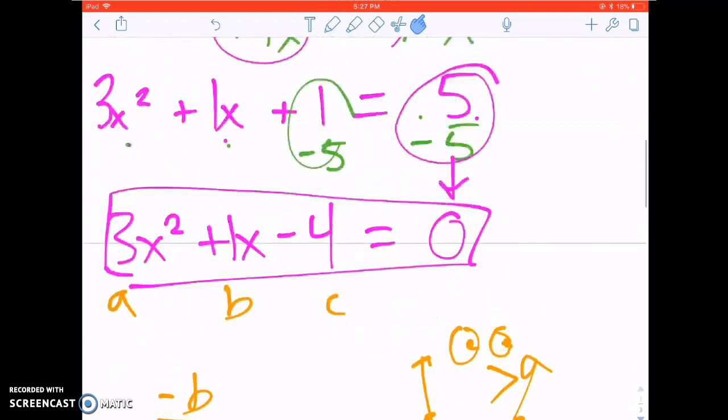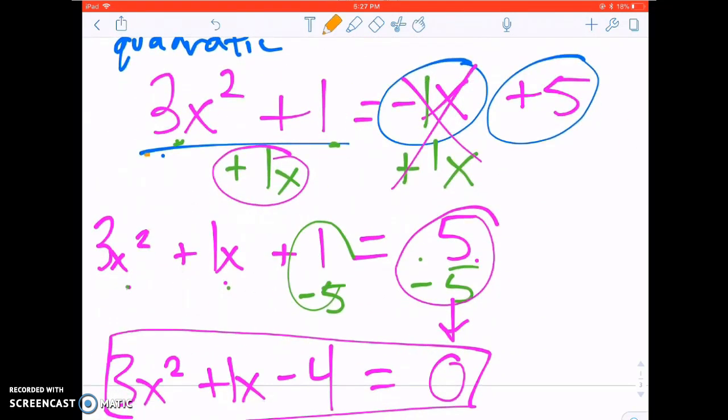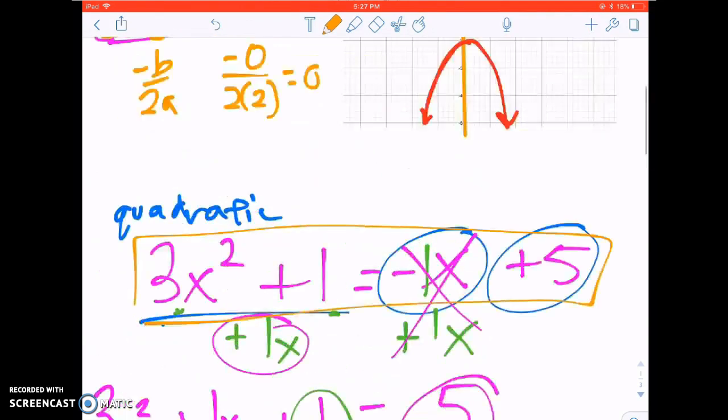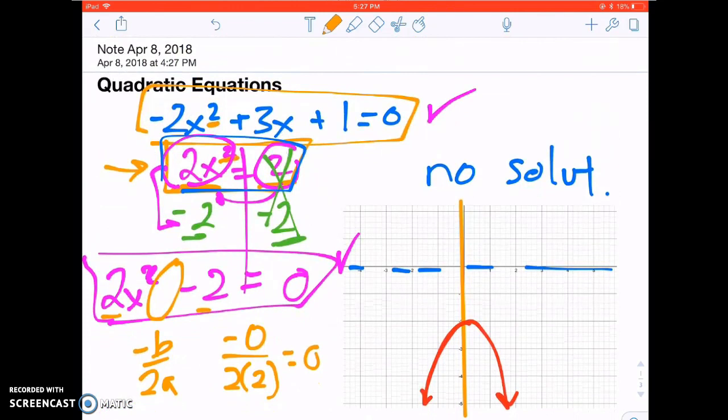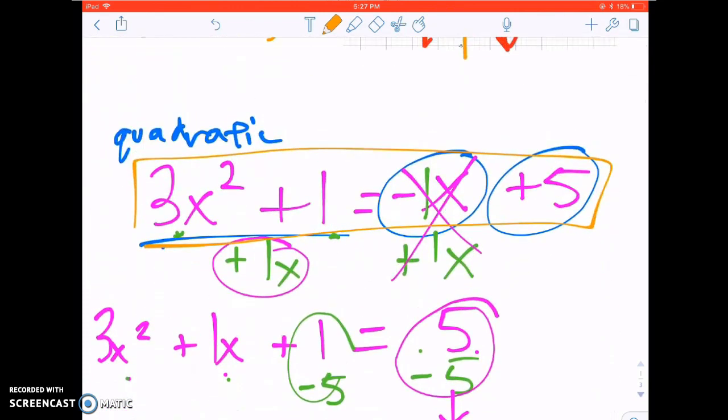So you just need to know that if your equation doesn't look super nice and not all the numbers are on one side, you just have to be able to move them around just like we did in both these pink ones. Cool? Good luck.